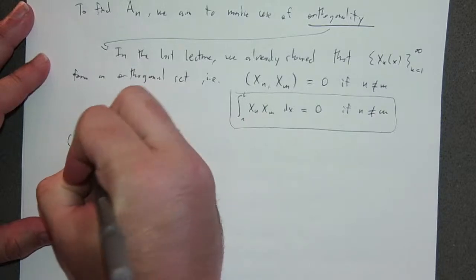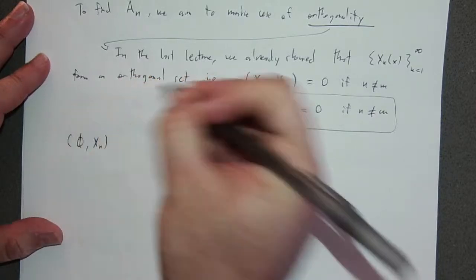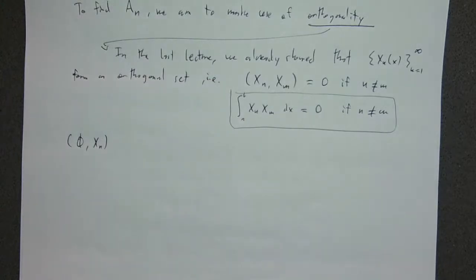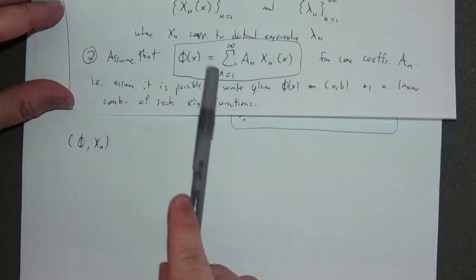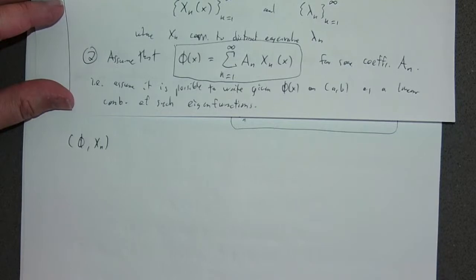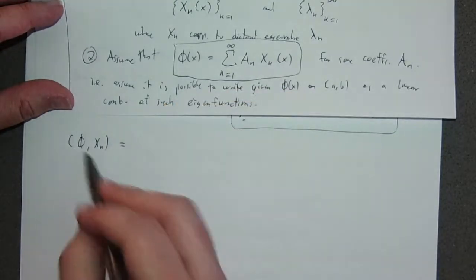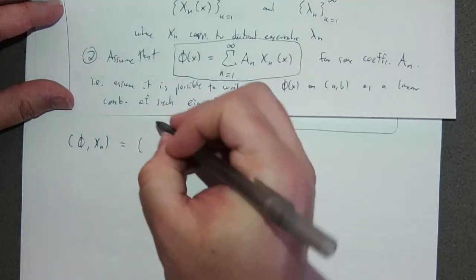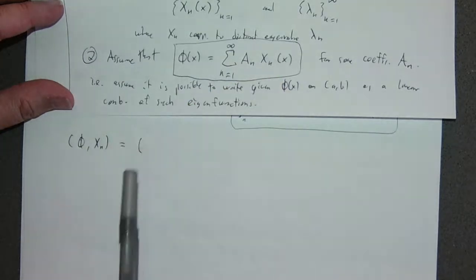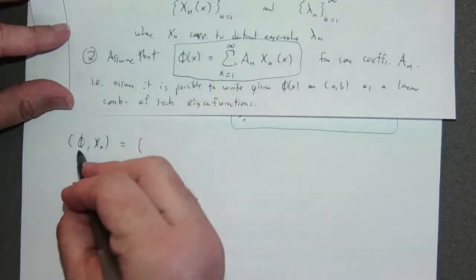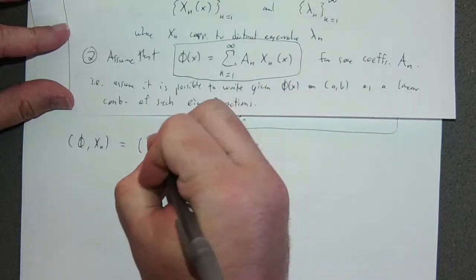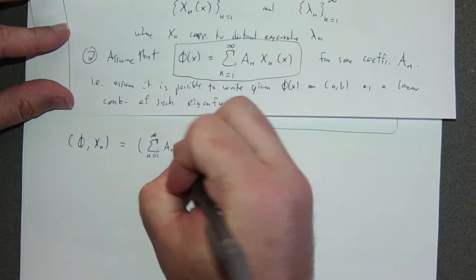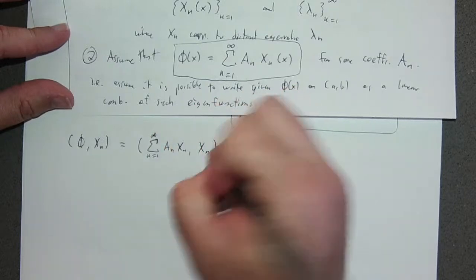Well, let's start out with pairing phi with x sub n. So let's look at this inner product. I assumed that phi can be written as this linear combination, a sub n times x sub n. So this inner product satisfies, well, phi is just this sum, so this is the sum from n equals 1 to infinity of a sub n x sub n paired with x sub n.